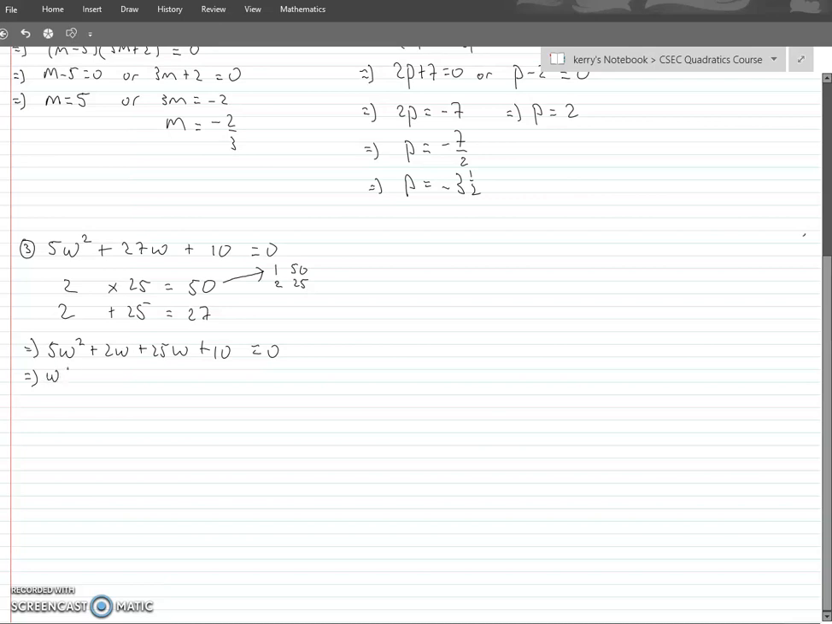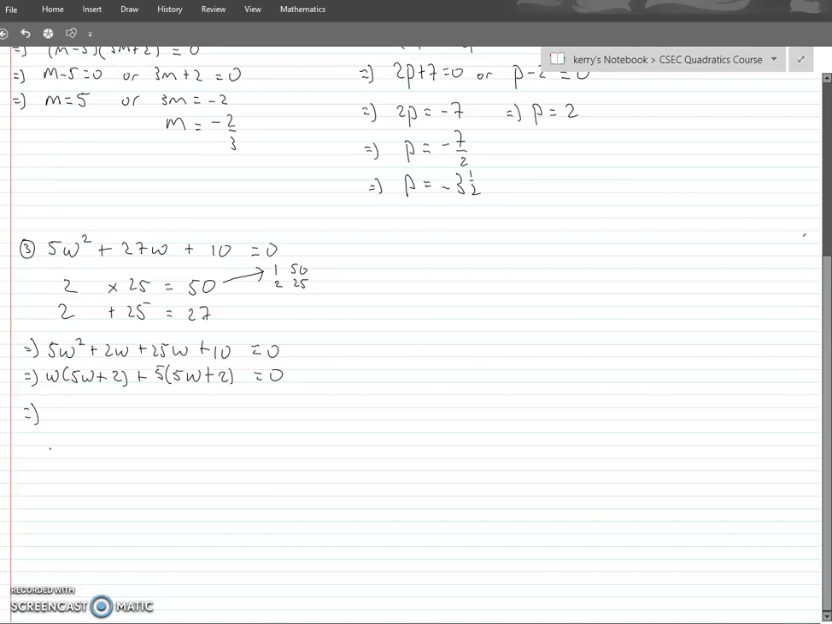W. So 5W squared divided by W is 5W, plus 2W divided by W is 2, plus what could divide these two terms? 5. 25W divided by 5 is 5W, plus 10 divided by 5 is 2, is equal to 0.